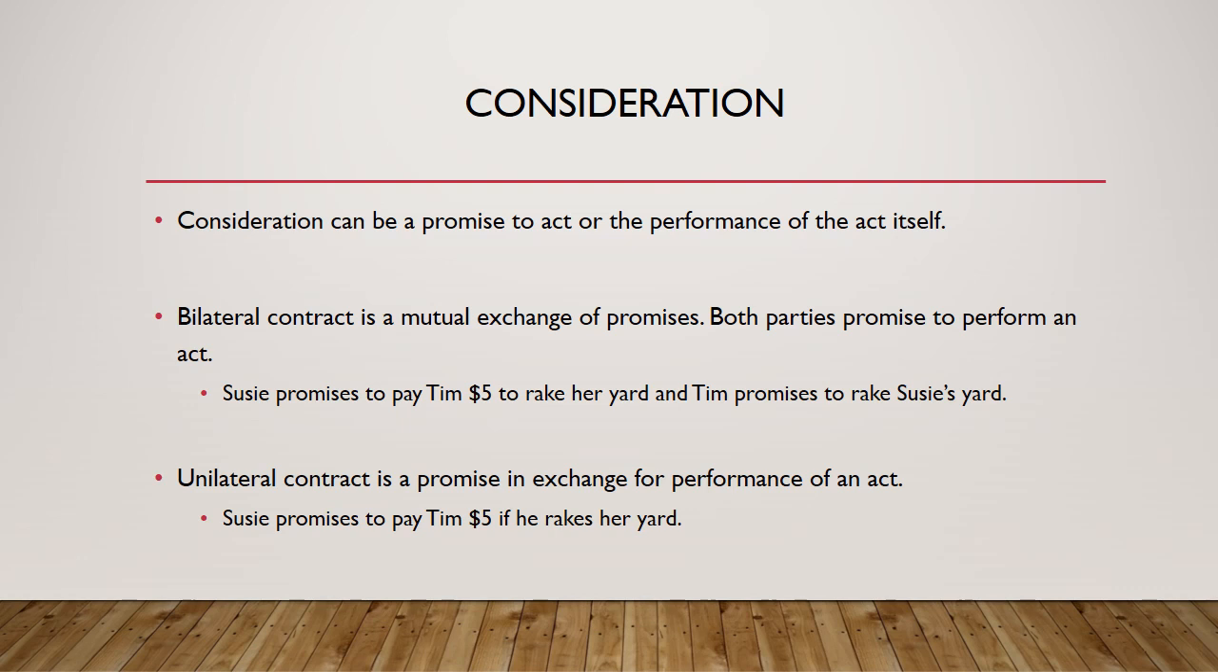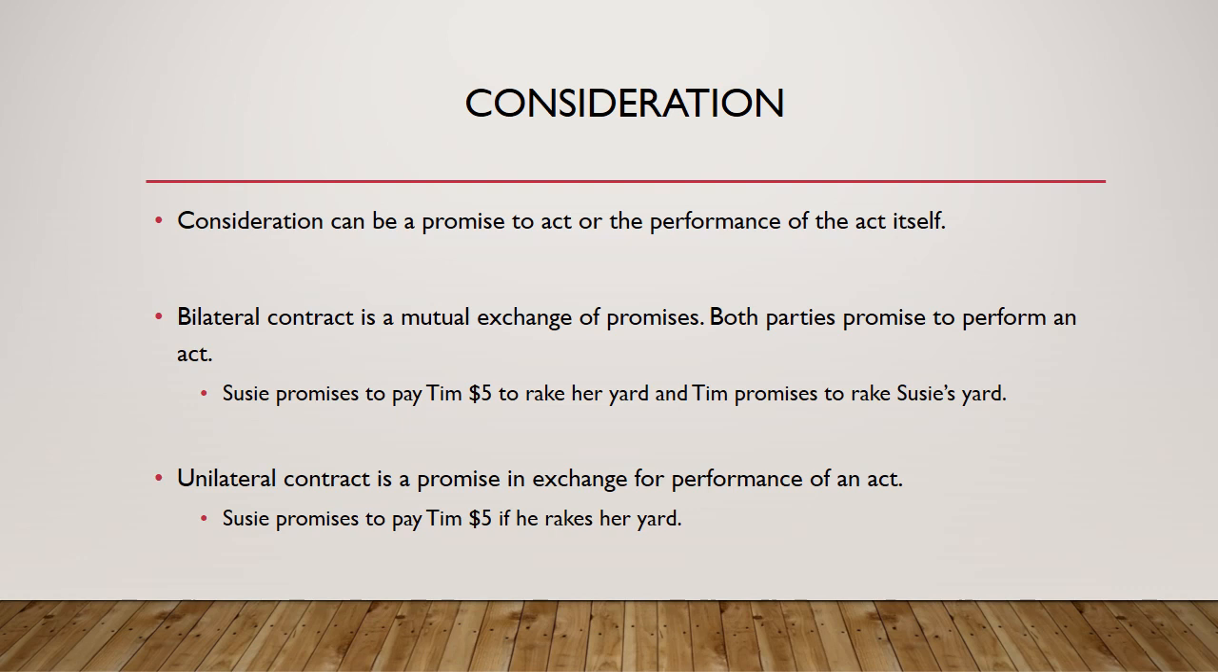So a bilateral contract is a mutual exchange of promises. Both parties promise to perform an act. So let's use the example that we've been using of the homeowner and the painter. That's a mutual exchange of promises. The homeowner promises to pay $5,000 to the painter if he will paint the home, and the painter promises to paint the home.